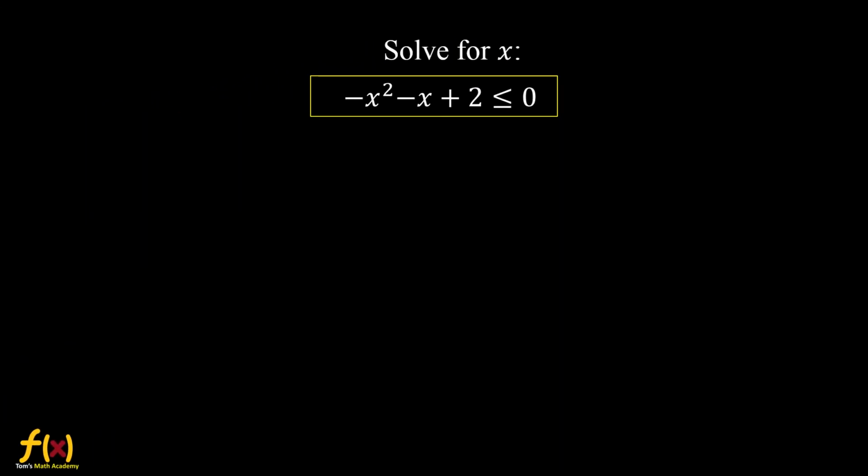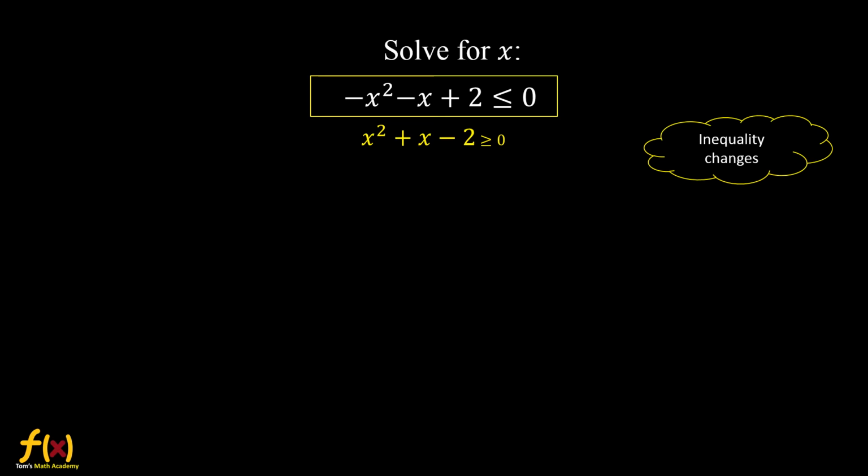Minus x squared minus x plus 2 less than or equal to 0. In this inequality, the coefficient of x squared is negative. Now, better we change it into positive. So we completely change all the signs. Okay, so we write positive x squared plus x minus 2. Look at the inequality. The inequality also changes. It becomes greater than or equal to 0. Very important points there.